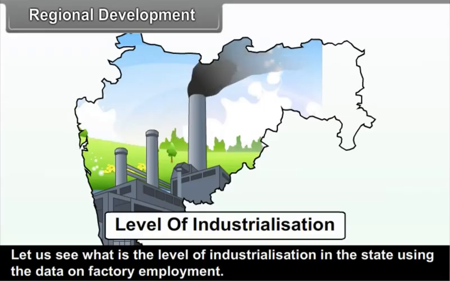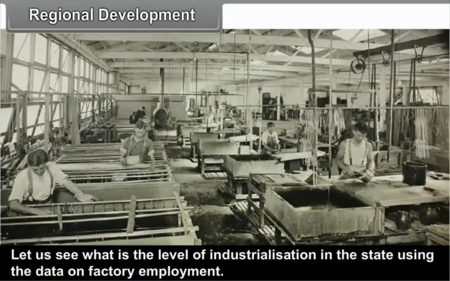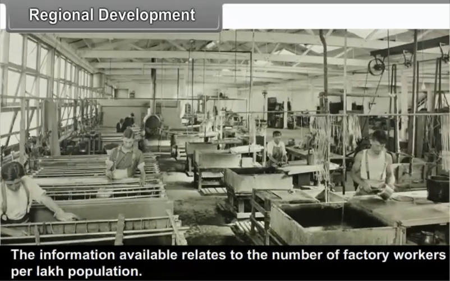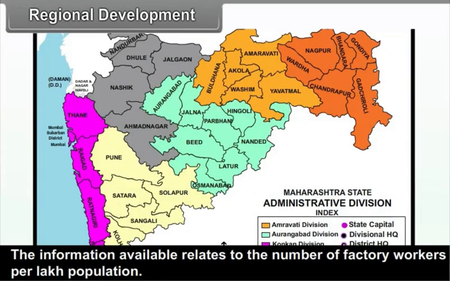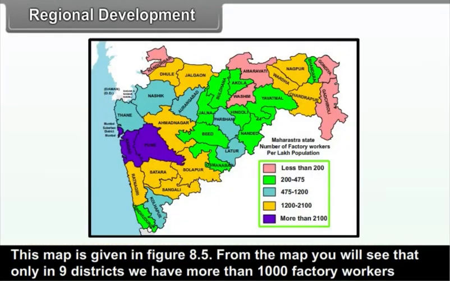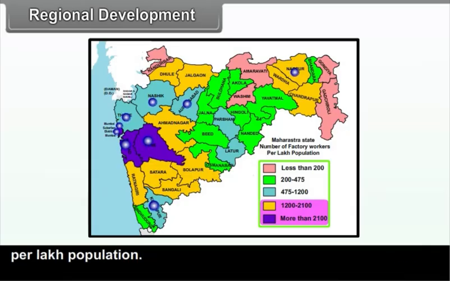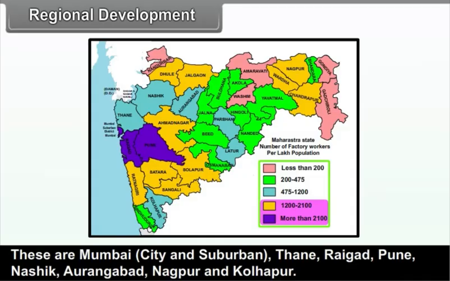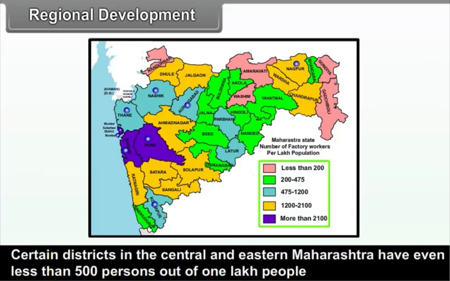Let us see what is the level of industrialization in the state using the data on factory employment. The information available relates to the number of factory workers per lakh population. This map is given in figure 8.5. From the map, you will see that only in 9 districts we have more than 1,000 factory workers per lakh population. These are Mumbai city and suburban, Thane, Raigad, Pune, Nasik, Aurangabad, Nagpur and Kolhapur.